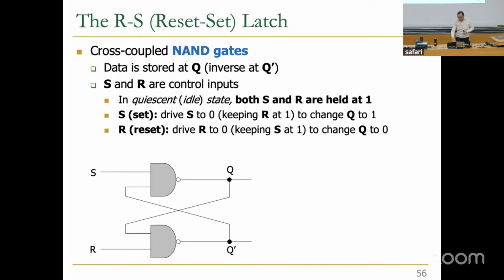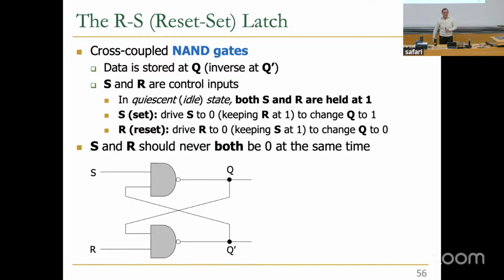Now, the surprising part is you don't want to do this. Your book is not as clear about this, but you don't want to do this in the end, because this leads you to a metastable state later on. There are two reasons why you don't want to do this. S and R should never be 0 at the same time. Because if you do S and R 0, Q is 1, Q bar is 1. You violated something fundamental, right? This should immediately raise flags in your head.